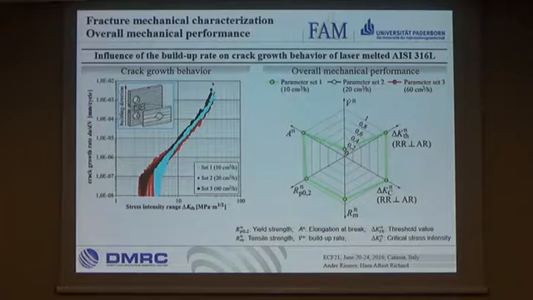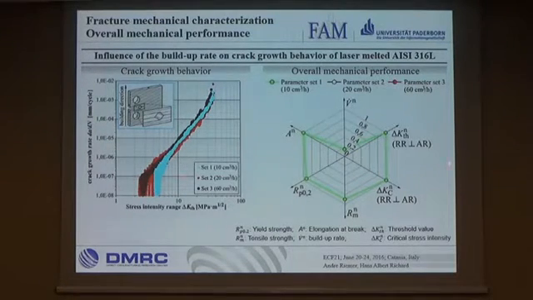So let's have a look at the build-up rates. Here we have an increase from blue to black in the build-up rate. That means from 10 to 16 cubic centimeters per hour, and we can see that there is a decrease in the threshold values. In the Paris region and at the higher stress intensity ranges, we have a similar performance.